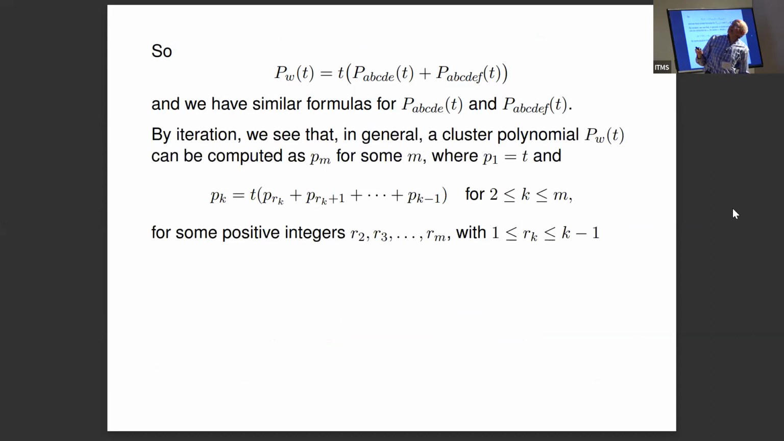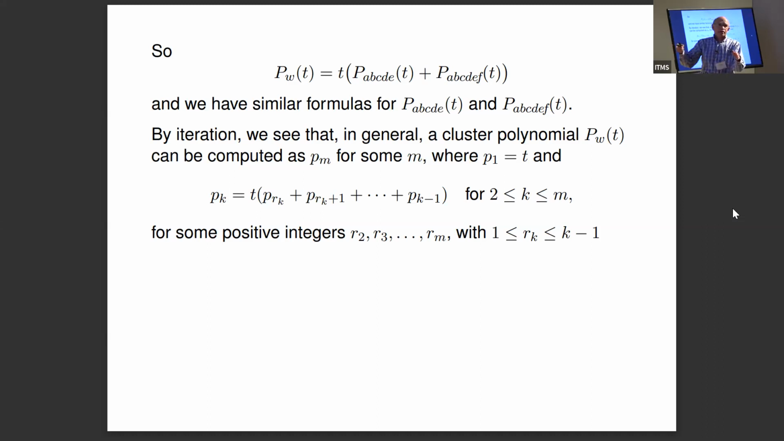Well, we can iterate this and get formulas for the cluster polynomials of these smaller words. So if you look at what you get in the general case, you're going to get a recurrence. And I don't need the exact details. It's going to be of this form: if you look at these things from the smallest to the largest, you're going to start off with a cluster polynomial for a single forbidden word, which is going to be t.